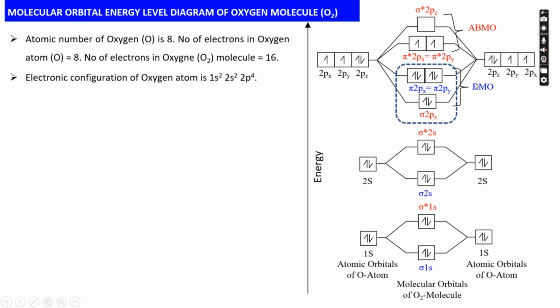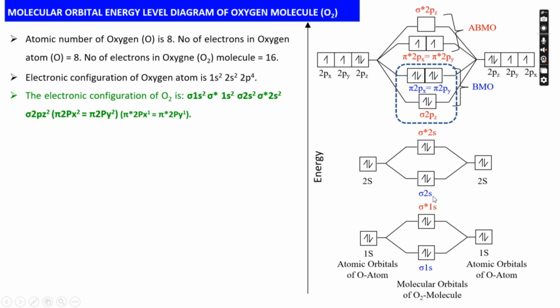This is called a bonding molecular orbital since these molecular orbitals have lower energy than the corresponding atomic orbitals. These molecular orbitals are known as antibonding molecular orbitals since they have higher energy than the corresponding atomic orbitals. Here also the same: this is ABMO, this is BMO, this is ABMO, this is BMO.